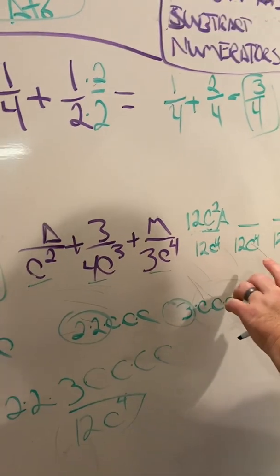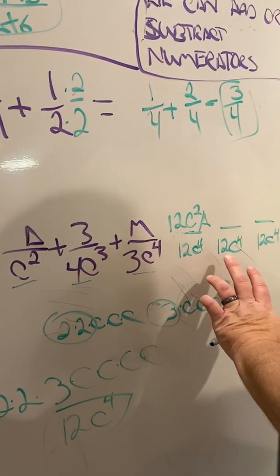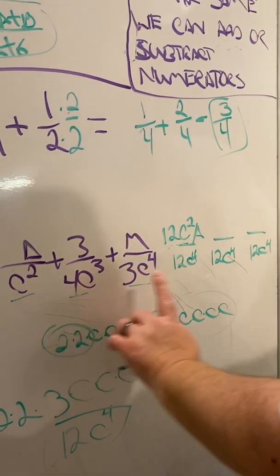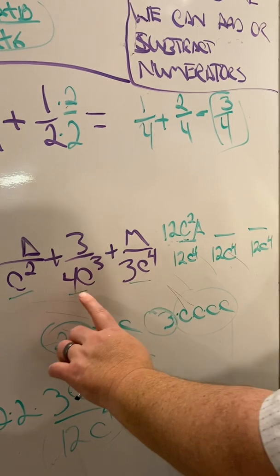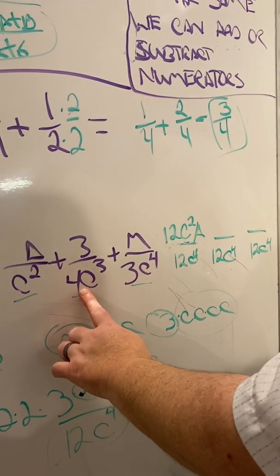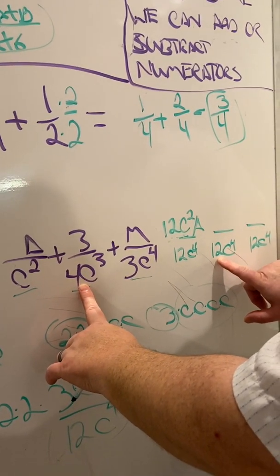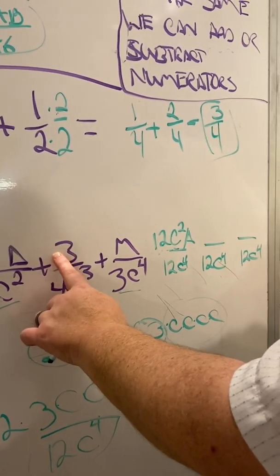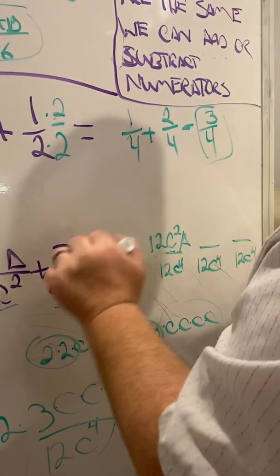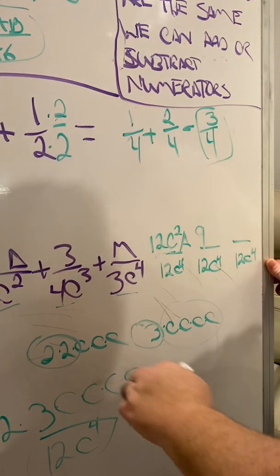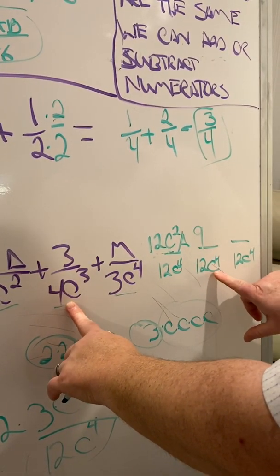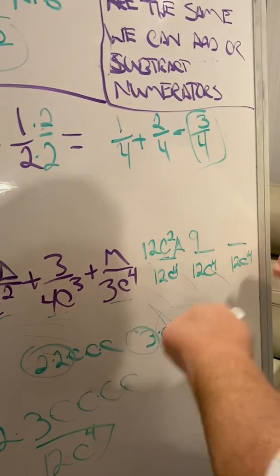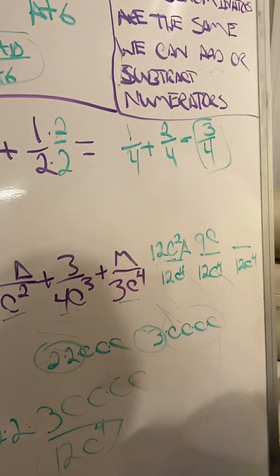Now let's go to the next number, see if you can follow the logic. 12c to the fourth, I changed it from 4c to the third to 12c to the fourth. Well, what did I multiply times 4 to get 12? We know the answer is 3. So I know I'm going to multiply the top times 3 also. So 3 times 3 is 9. A c to the third goes to a c to the fourth by being multiplied by c. So my top number is c.